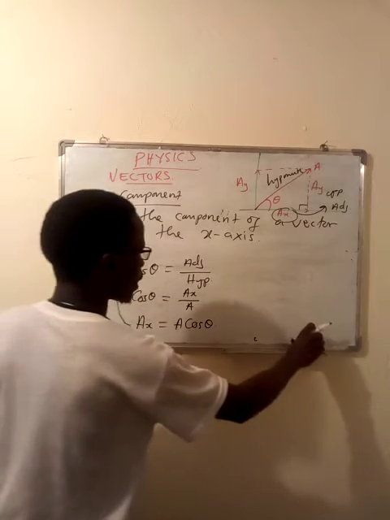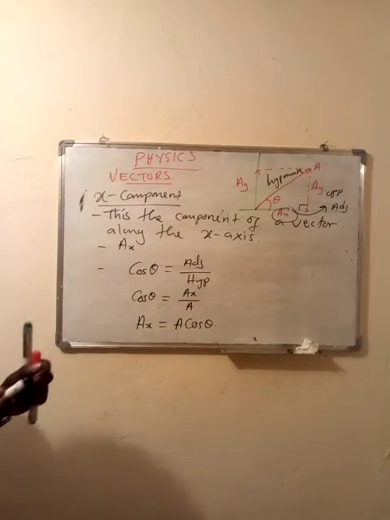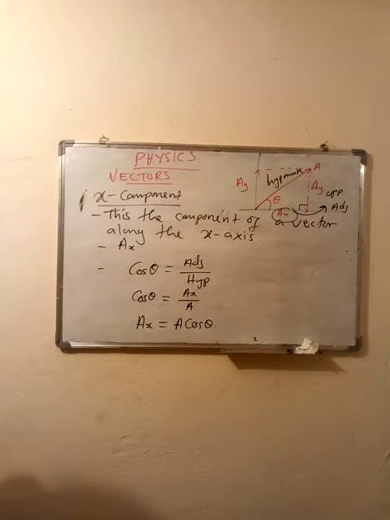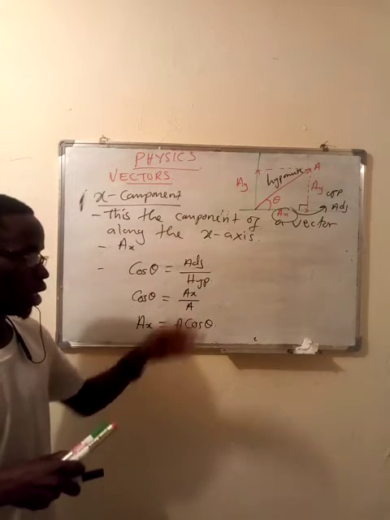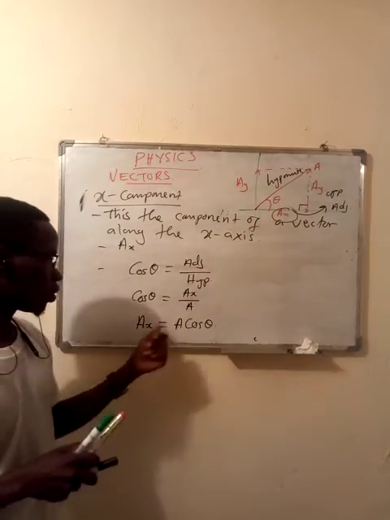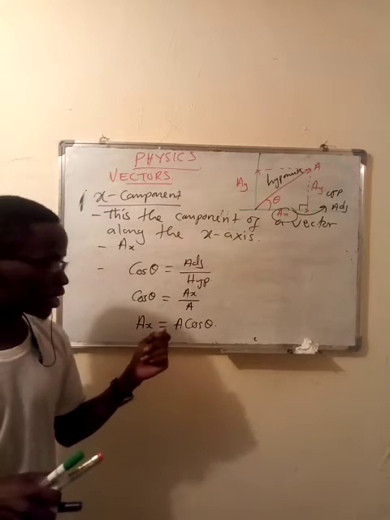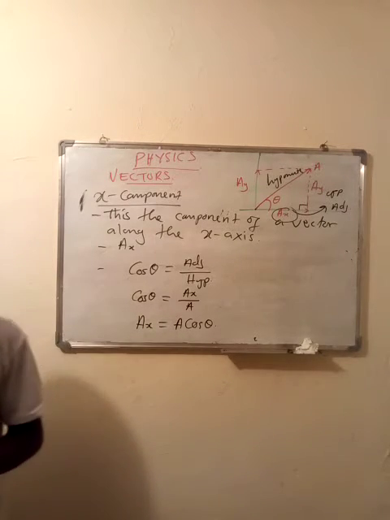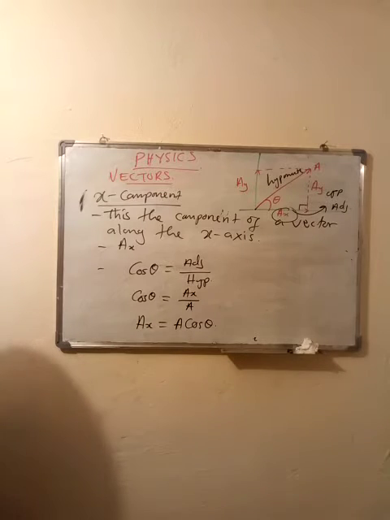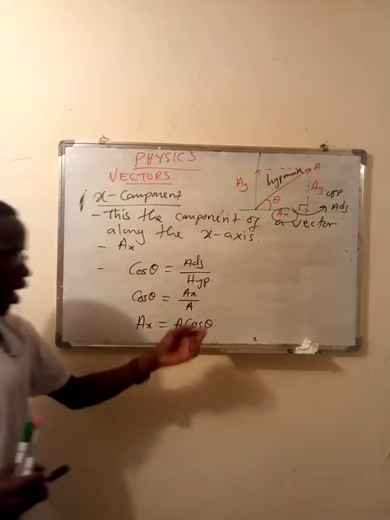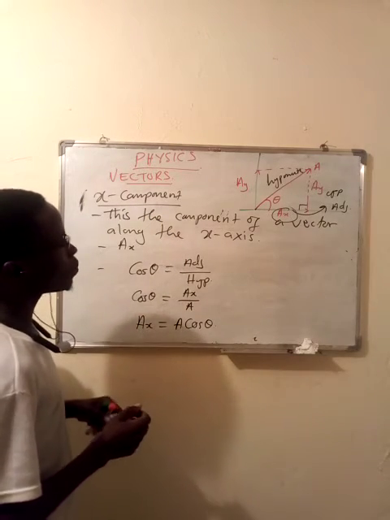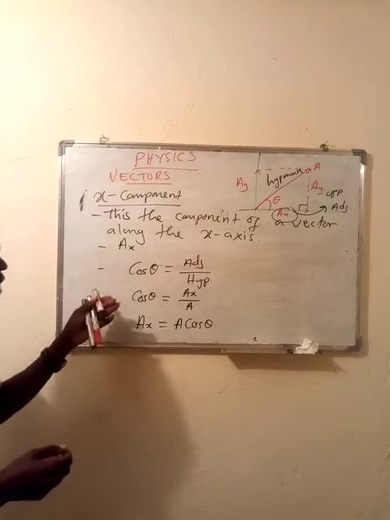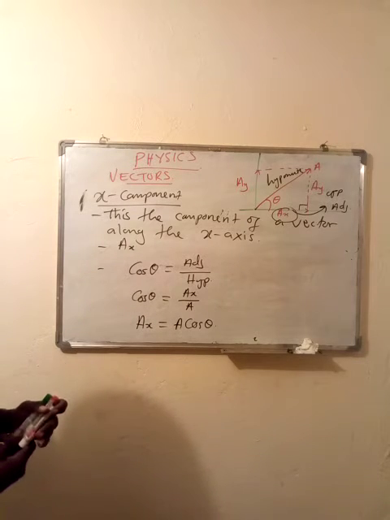Meaning that if you are given the magnitude of a particular vector and the angle of the vector with respect to the x-axis, then the x component of that vector is going to be equal to the magnitude of the whole vector multiplied by the cosine of the angle between that vector and the x-axis. Then let's look at the y component. So this is the x component. Is there any question concerning the x component?